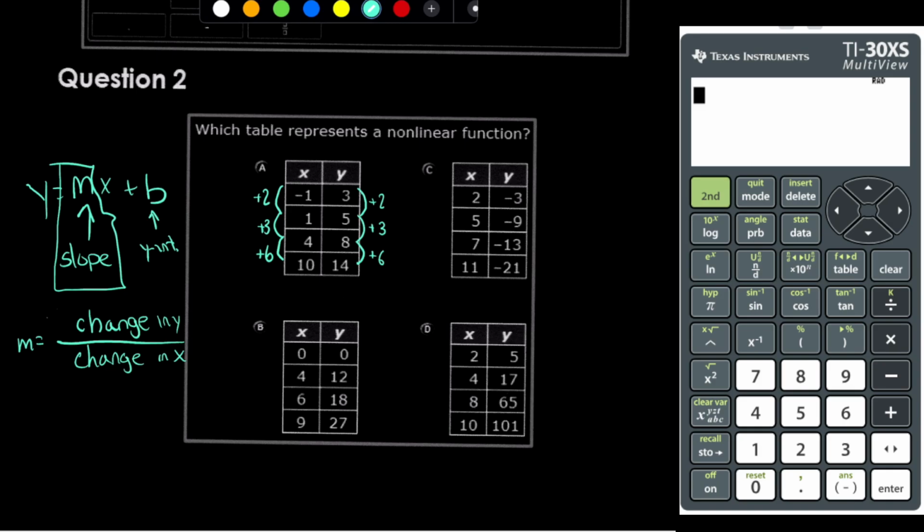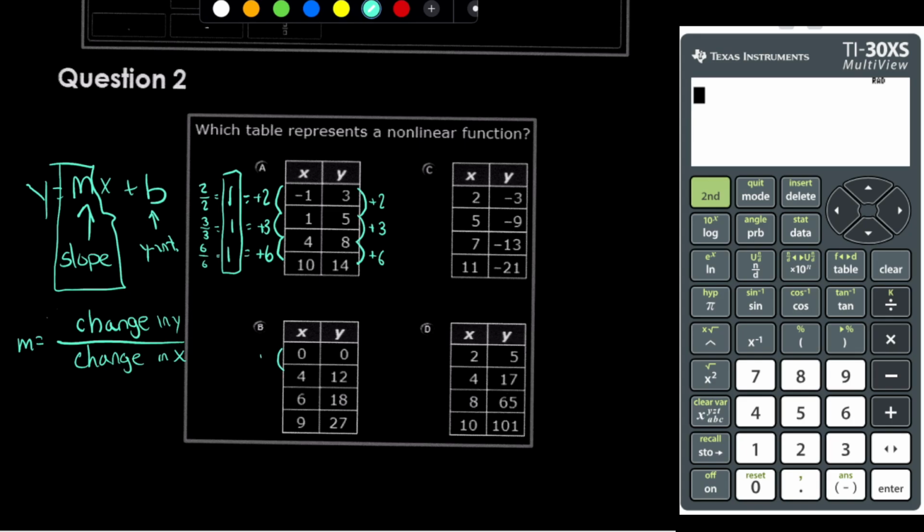Okay? So, on this left side, you can see your slope is 2 over 2, which is 1. Here, it's 3 over 3, which is 1. Here, it's 6 over 6, which is 1. So, let's look at B, because this slope stays constant.